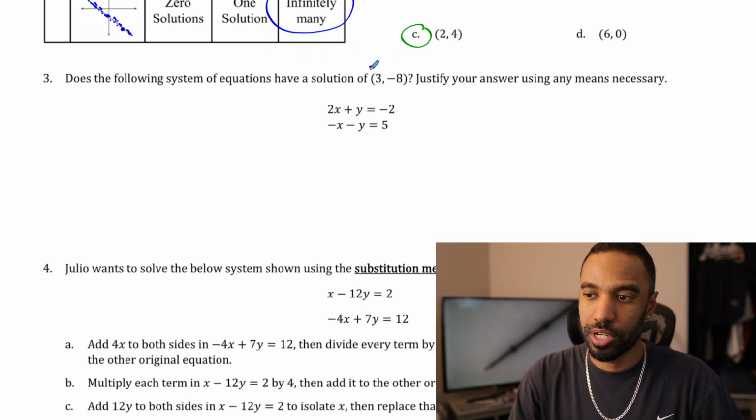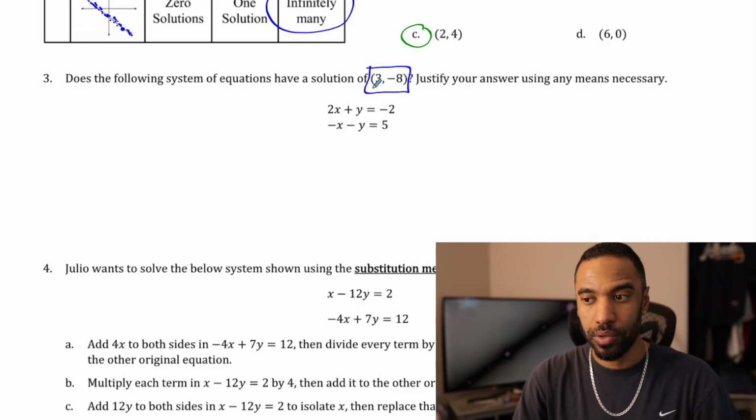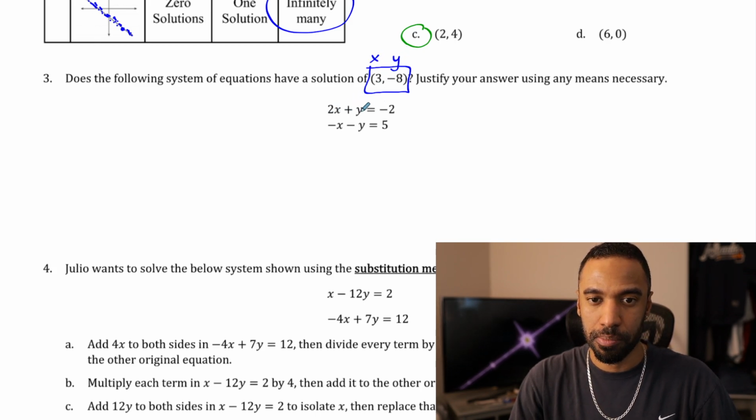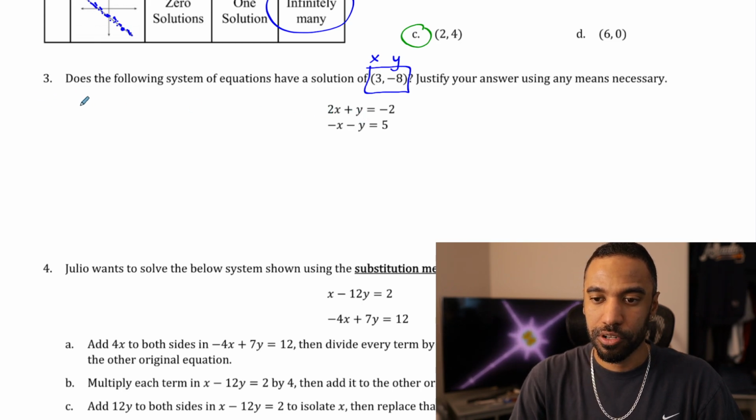When you have a solution present and available to you, you don't need to necessarily solve the system and see if it matches what you have. What you could do is use these answers of 3 for x and -8 for y and substitute them into both equations. So I'm going to first try and do that.